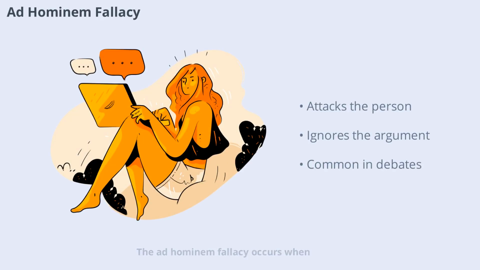The ad hominem fallacy occurs when someone attacks the person making an argument, rather than addressing the argument itself. Instead of focusing on the issue, the discussion shifts to personal traits or characteristics. For example, if someone says, "You can't trust Jane's opinion on climate change because she's not a scientist," that's an ad hominem attack. It doesn't address Jane's argument or evidence, just her background. This fallacy distracts from the real topic and weakens the conversation. Always focus on the argument, not the person.